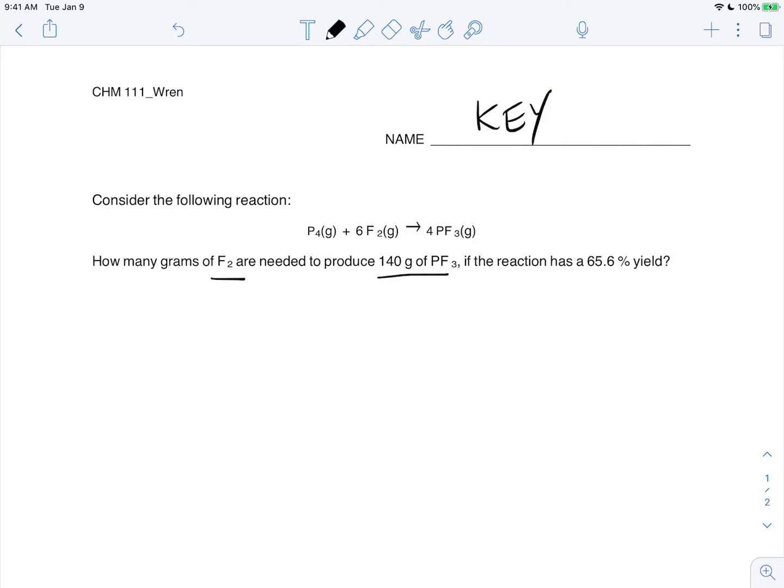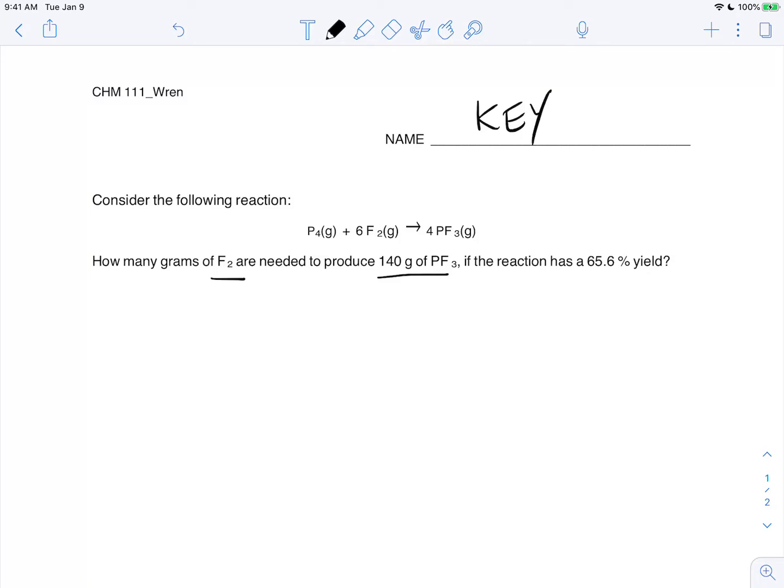So this is actually a very realistic calculation that you would make in the lab, in that you need an X amount of product, in this case 140 grams, but the reaction doesn't have a 100% yield, it has something less than that. And so you basically have to account for loss. And so this problem is difficult in that way.